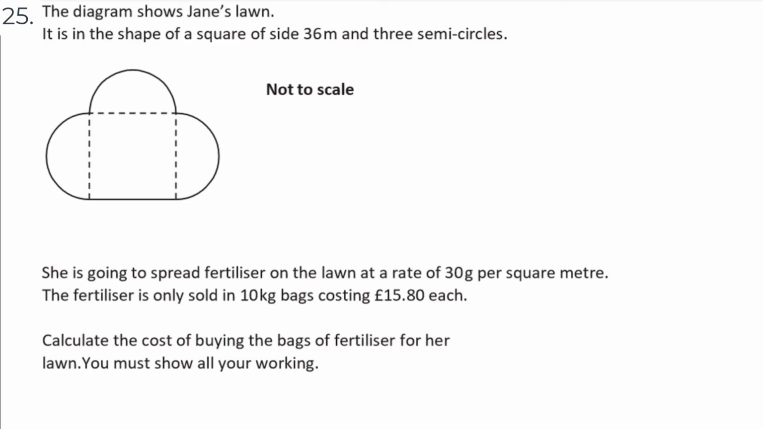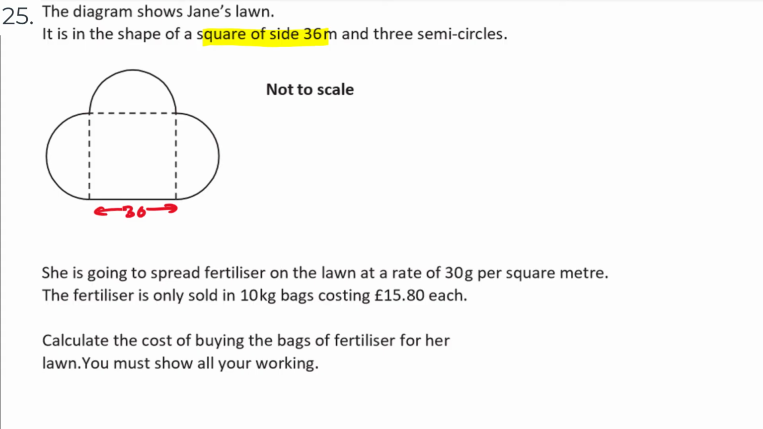Okay, so there is lots to do here. Let's start off with how much lawn she has. Let's try and work out the amount of square meters she has to fertilize first. We're told that the square part of her lawn is 36 meters, the shape of the square of side 36. So that is 36 in from there to there, isn't it?